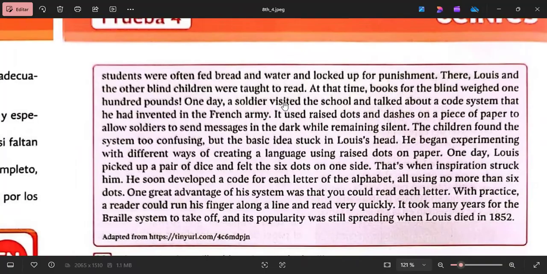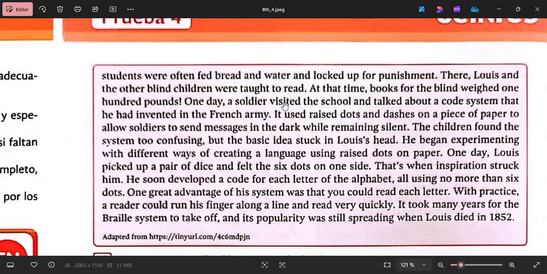At that time, books for the blind weighed 100 pounds. One day, a soldier visited the school and talked about a code system that he had invented in the French army. It used raised dots and dashes on a piece of paper to allow soldiers to send messages in the dark while remaining silent. The children found the system too confusing, but the basic idea stuck in Louis' head.